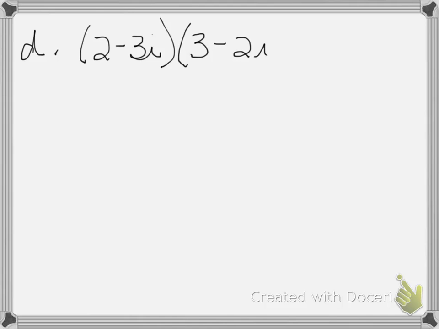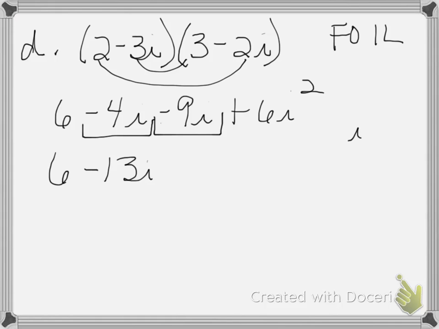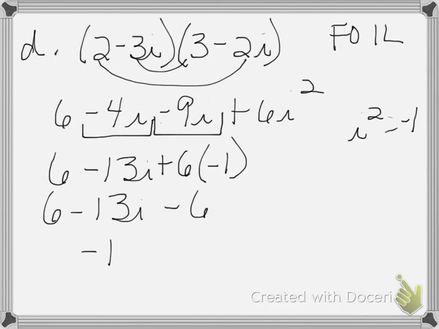If we are multiplying two binomials together with imaginary numbers, we're going to do the FOIL method. Now remember, i squared is -1. So anytime you see i squared, you replace it with -1. Your 6's go away and you get -3i.